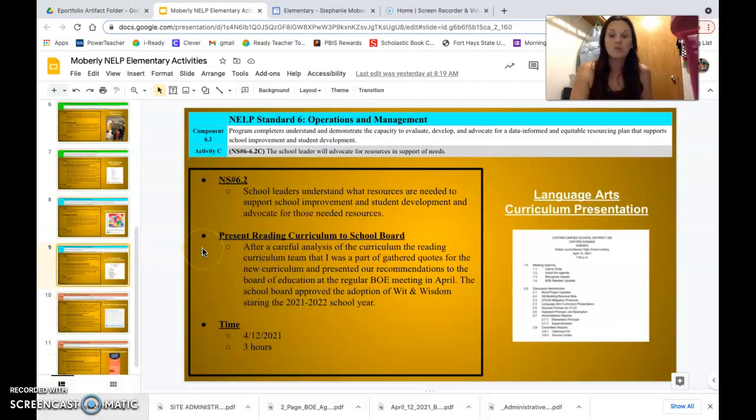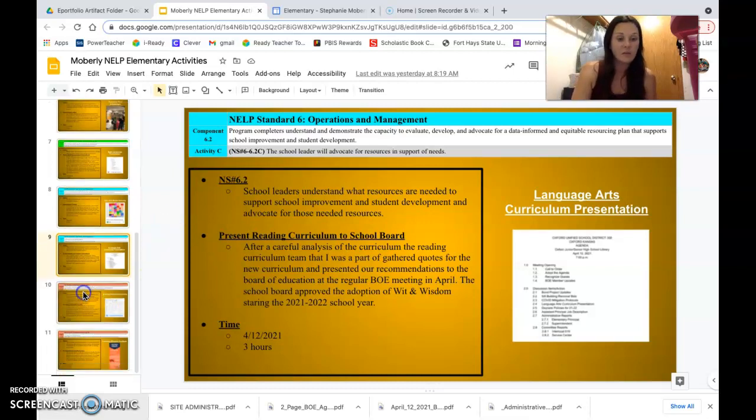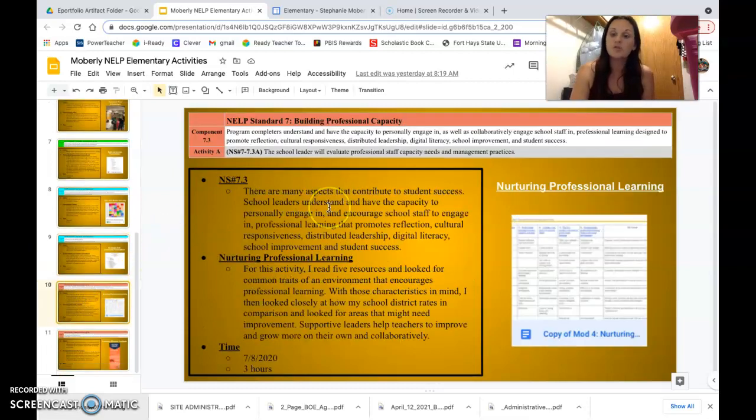Okay. Language arts curriculum presentation. This would be another thing that I went to the school board for. I went with a small group of teachers to present the reading curriculum that we had chosen. So that's what we did for that one. Nurturing professional learning. This is an activity that I had taken from one of the courses that we did and included for one of my activities.